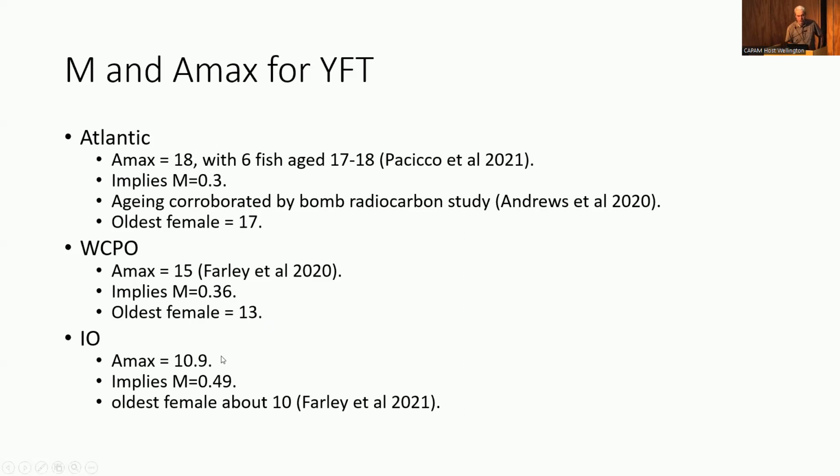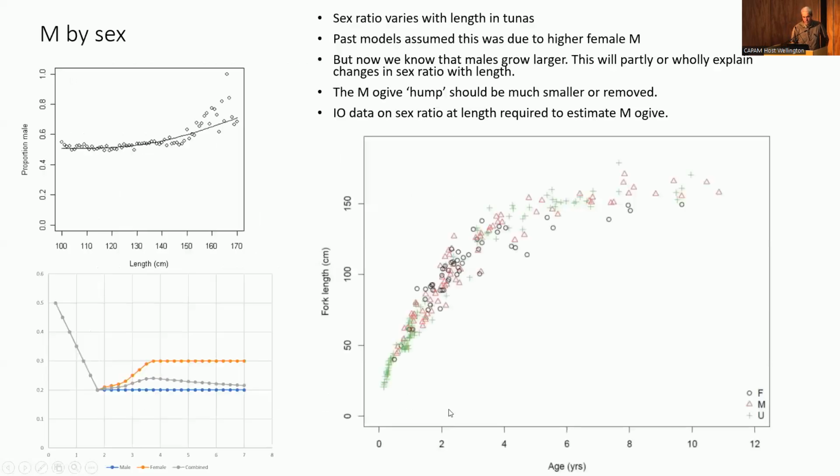And the Indian Ocean, with actually not very much sampling, and most of the sampling in an area with a lot of fishing in the purse seine area, AMAX was basically 11, implying M of 0.49, and oldest female was about 10. Okay, so those were all suggesting much lower levels of natural mortality than the previous assumption of 0.8.